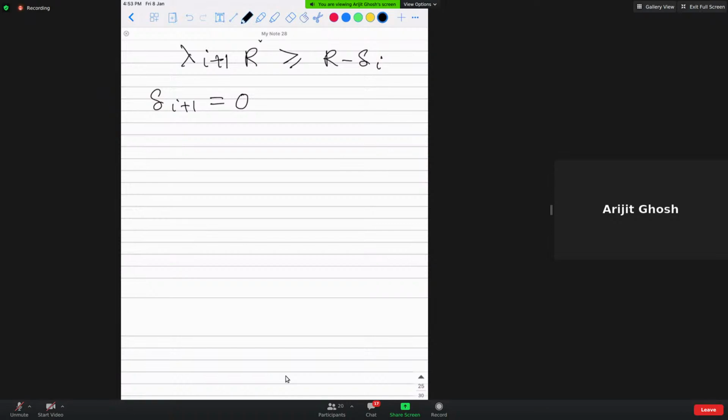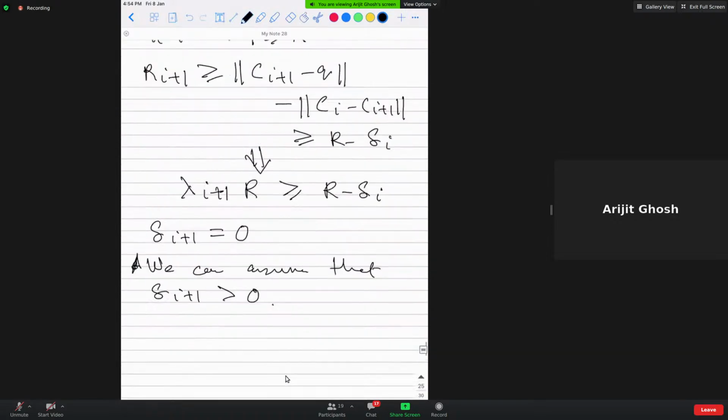Because Ci was the center of the minimum enclosing ball of Qi, right? If the center doesn't move, that means the rest of the points of Pi are inside, so I'm at the minimum enclosing ball. So we can assume that delta is greater than 0.